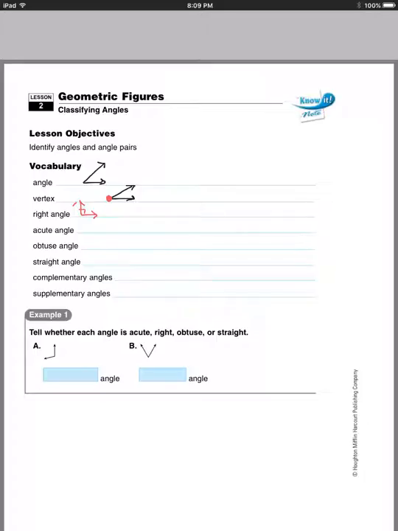Well, A is obtuse because it looks greater than a 90-degree angle. A 90-degree angle would be more straight right there. And B is an acute angle. A right angle would look something like this. And a straight angle would look something like this. And usually a straight angle has something like that on there to indicate that it's straight. Okay?